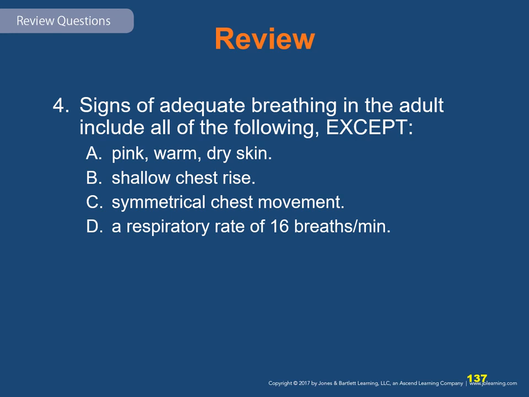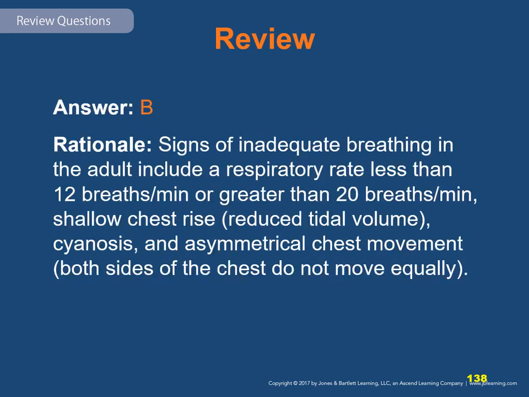4. Signs of adequate breathing in the adult include all the following except A, pink, warm, dry skin, B, shallow chest rise, C, symmetrical chest movement, or D, respiratory rate of 16 per minute. Remember, it's signs of adequate except one of these. And it is B. Signs of inadequate breathing in the adult include a respiratory rate less than 12 breaths per minute or greater than 20 breaths per minute, shallow chest rise, which is reduced tidal volume, cyanosis, and asymmetrical chest movement, where both sides of the chest do not move equally.